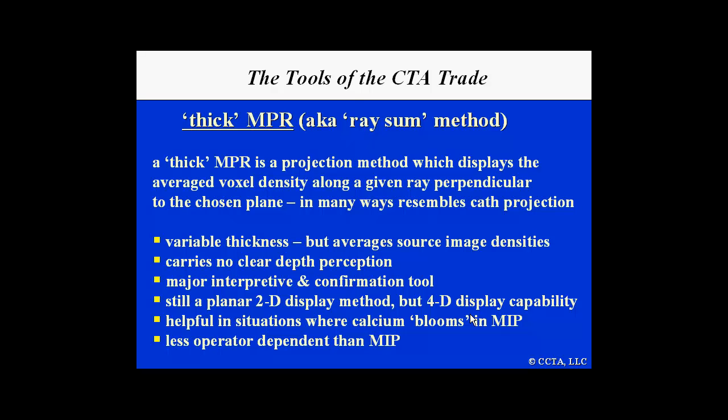A thick MPR, which is also known as a ray sum method, is a projection method which displays the averaged voxel density along a given ray perpendicular to the chosen plane. In many ways, this resembles a standard catheterization projection. It can be variable thickness, but averages source density across these thicknesses. It carries no depth perception.